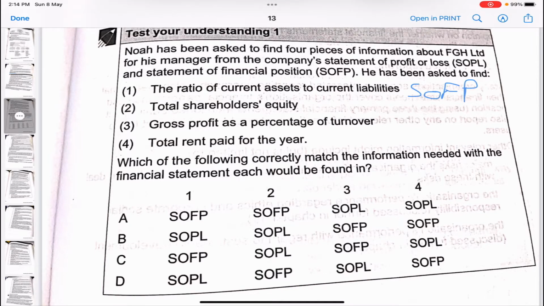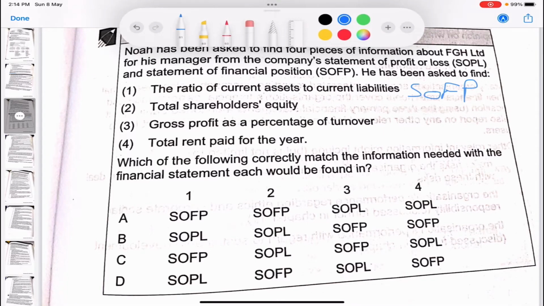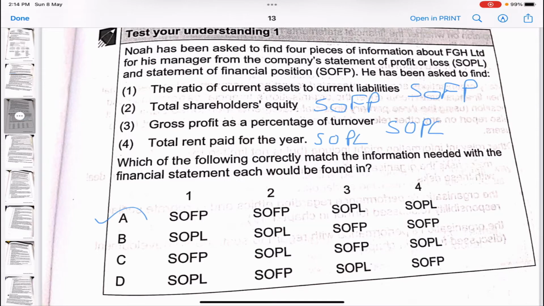Total shareholders' equity. Shareholders' equity or capital, where is it found? This is also found in the statement of financial position. Gross profit as a percentage of turnover, profit and loss account. So what is that? The statement of profit and loss. Right? Total rent paid over the year. So the total rent which we have paid over the year, even that is found in the statement of P&L, because it comes under one of the costs which has been incurred. So the answer is SOFP, SOFP, SOPL, SOPL, A. Hope that's clear.